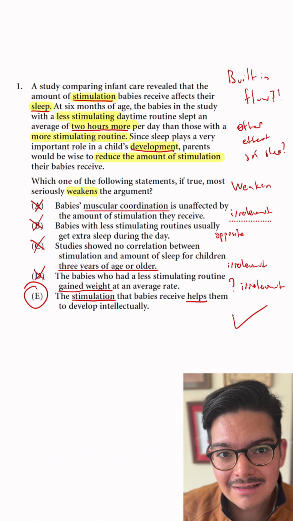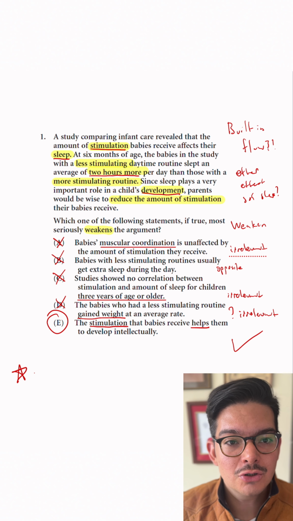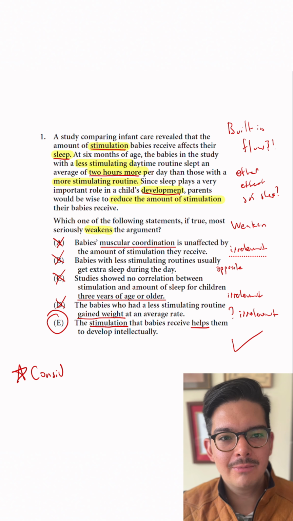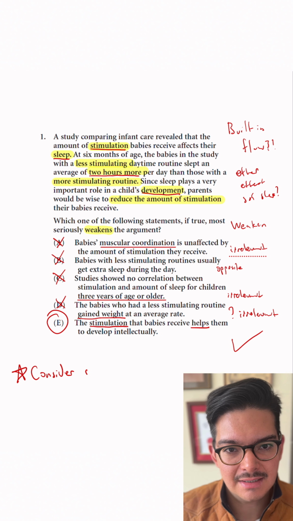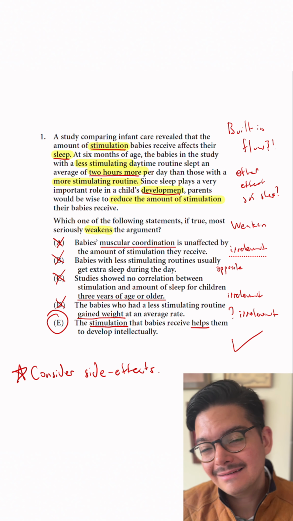So, what's the lesson from this question? Well, when an argument tells you to do less of something to gain one benefit, always ask what other benefits might be lost in the process. The LSAT loves to hide these kinds of assumptions, and now you know how to spot them.